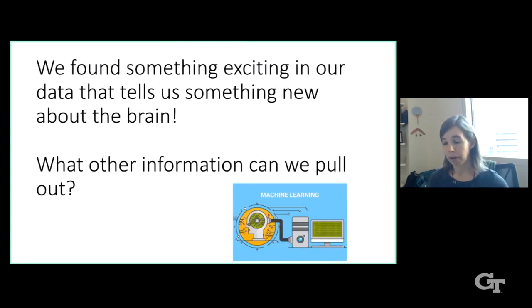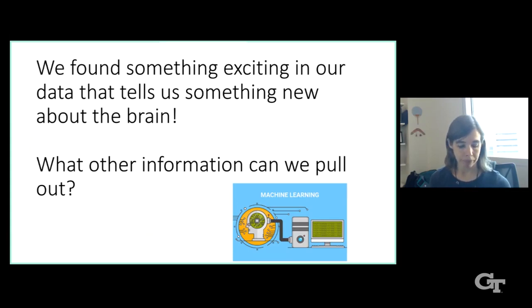Okay, so I haven't talked at all about machine learning yet because this was a long-winded way to give you the framework. But we found something exciting in our data, and it gives us new information about the brain that we didn't know before, that we couldn't see with anything else. And so we wanted to figure out what else we could learn from this data, and that's where we turned to the machine learning.